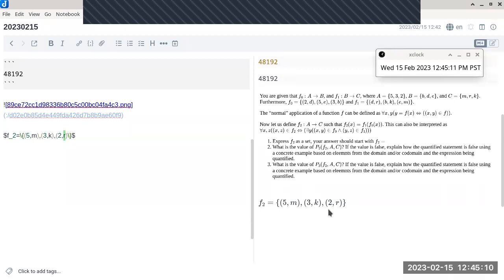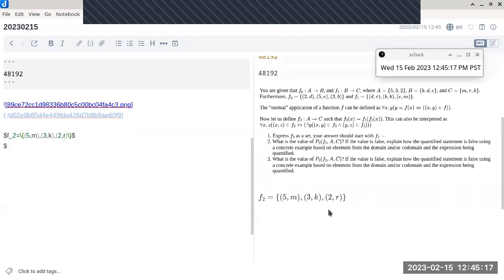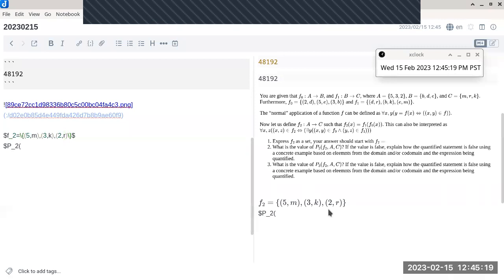There was another question. Oh, okay. All right, so P2 turns out to be true. So we'll just say P2 of F2, A, C is true. There's nothing that I need to do, because according to the question here, I only need to explain if the value is false. In this case, the value is true, so I don't have to explain.